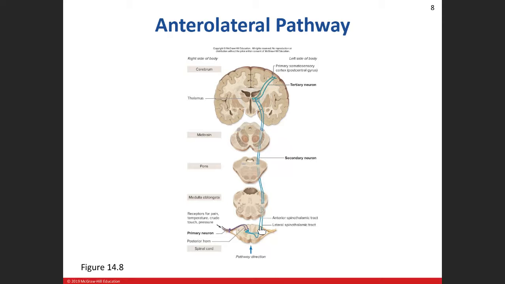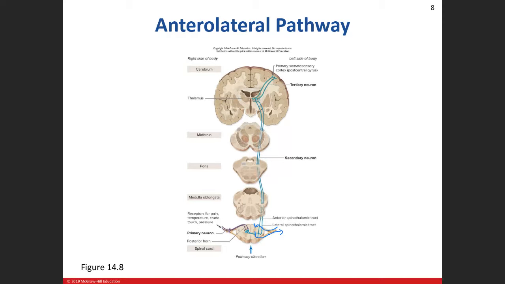Same type of scenario. Remember, motor's in the front. The motor's in front of your car, motor's in the front of the spinal cord, sensory's in the back. The motor information leaves and exits out through the front. Sensory information enters in through the back.